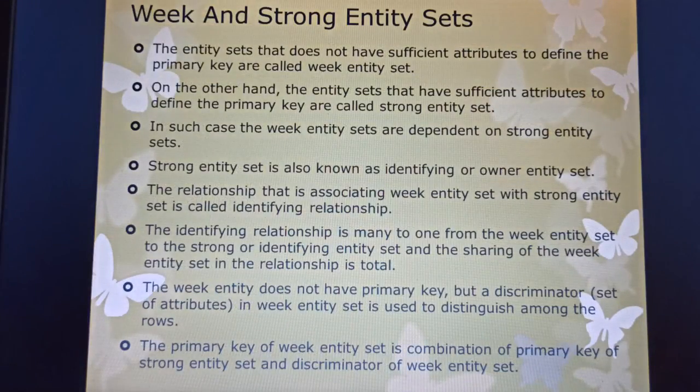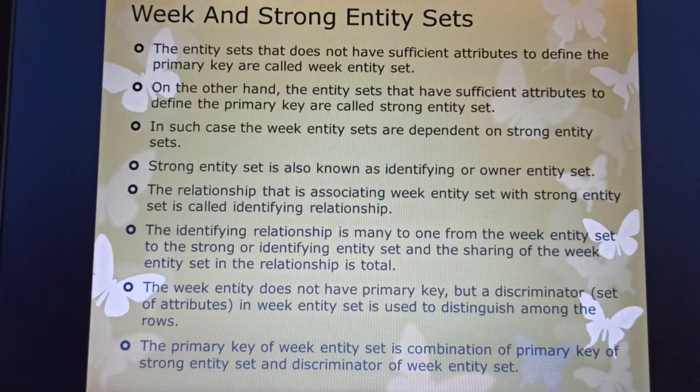Now we will focus on what we mean by weak entity set and strong entity set. The entity set that does not have sufficient attributes to define a primary key is called a weak entity set. The entity set that has sufficient attributes to define the primary key is called a strong entity set. In such a case, the weak entity set has to be dependent on the strong entity set. A strong entity set is also called an identifying or owner entity set.